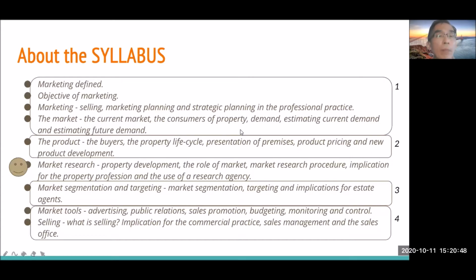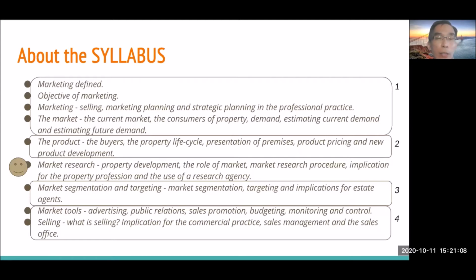Marketing definition, objective of marketing, marketing versus selling, the market, the current market. This is basic, like the first 2-3 chapters of your book, and it is related to definitions. So you would usually have questions that ask you about a definition, and you just need to write out the definition.